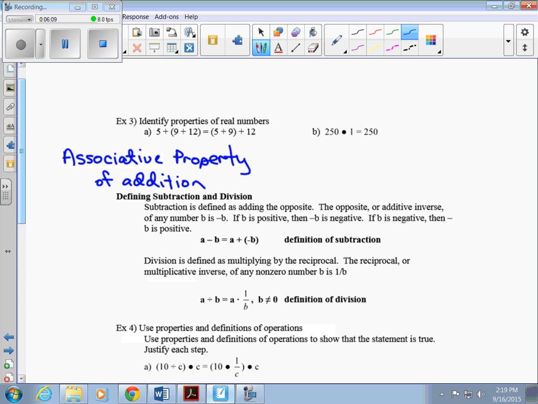Now, if we look at B, we're taking 250 times 1, and we get 250 as an answer. So we are looking at the identity property of multiplication.